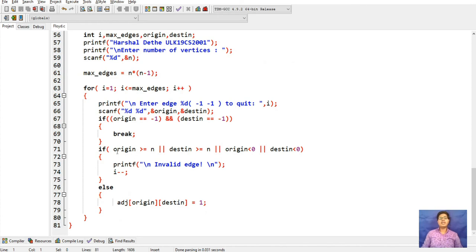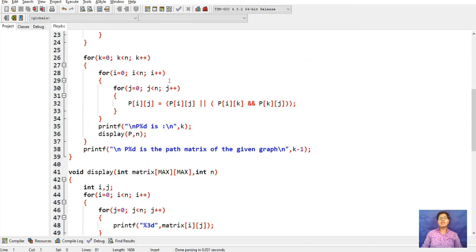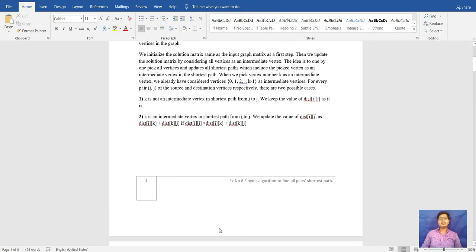And again, if origin is greater than or equal to n, or destination is greater than or equal to n, or origin is less than 0, destination is less than 0, means if I give the reverse condition, then it will be an invalid edge, and it will go minus minus, means it will go backward, and again it will take. Else, the edge origin and destination will be one. So it will find the shortest path, and then it will print.